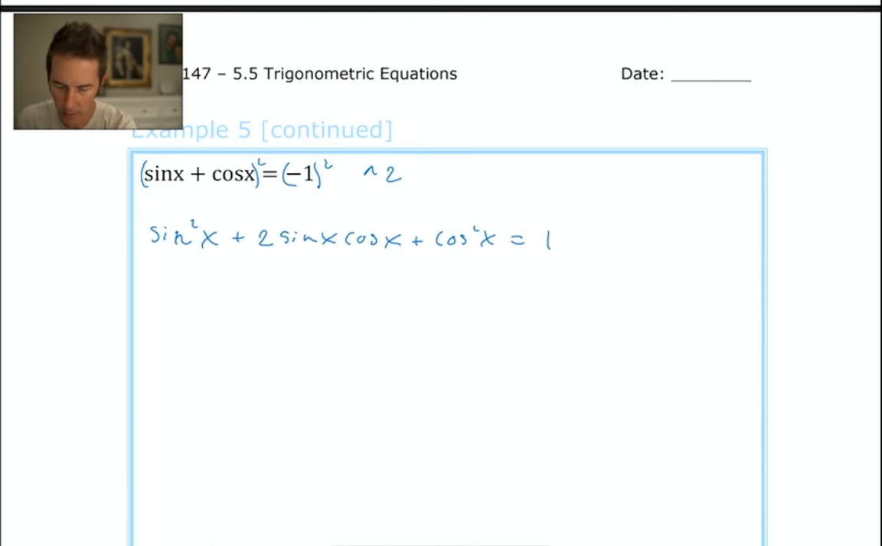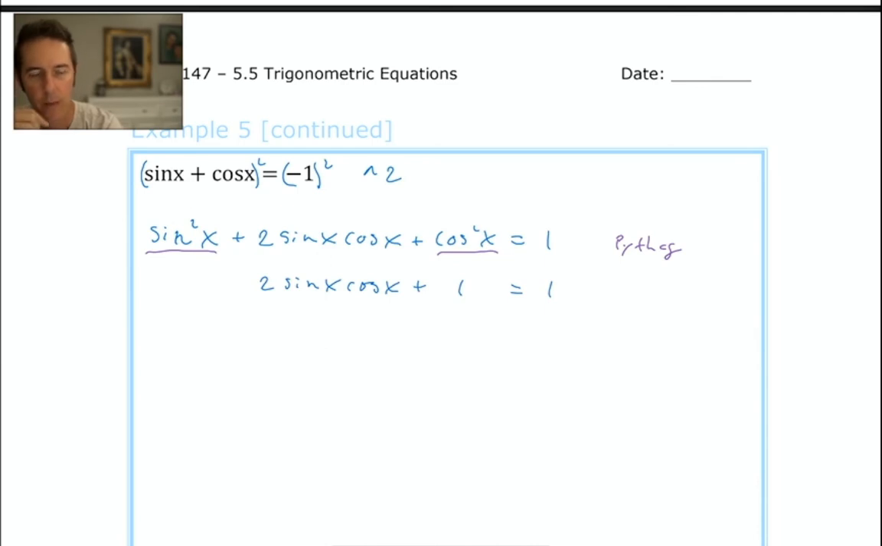If you need to pause to get caught up, pause to get caught up. But what I'm seeing here is a sine squared plus a cosine squared, which I know combine by the Pythagorean theorem to equal positive 1. So I'm going to put a little note over here that says Pythag. And by the Pythagorean theorem, I'm going to write this equation now as 2 sine x cosine x plus 1 equals 1. So again, sine squared x plus cosine squared x turned into a 1.